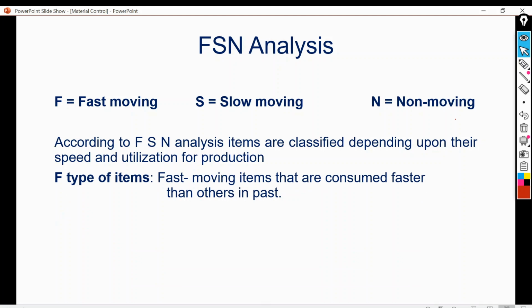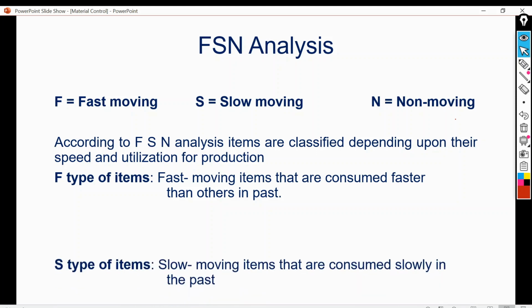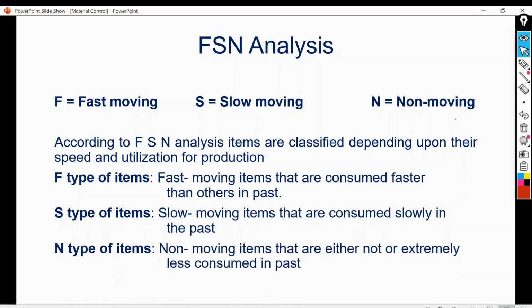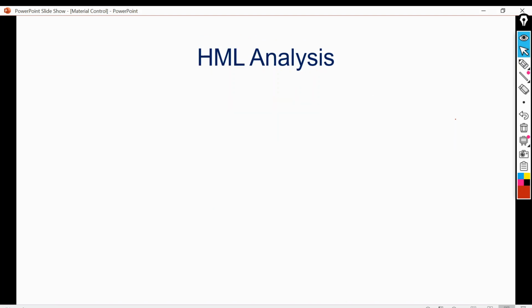F type of item means fast moving item, that is consumed faster than others in the past. S type of item, slow moving item, is consumed slowly in the past. N type of item is non-moving item, that is either not consumed or extremely less consumed in the past. These are the criteria of FSN analysis. In FSN analysis, goods in the warehouse are divided on the basis of speed of utilization.